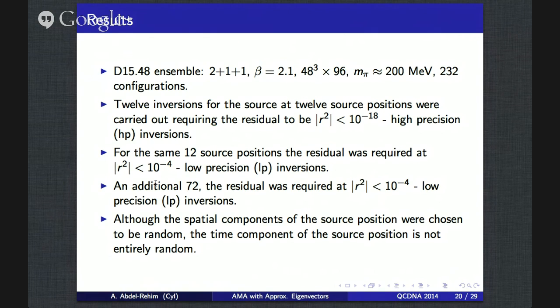So this is like what we were talking about in our improved estimator. Our improved estimator will have 3 pieces. One is high precision from 12 source locations, and the other is for the same source locations with the low precision, and then the extra source locations will be done to a low precision as well. The time locations of the sources were not completely random, although the spatial positions were chosen to be random and hopefully not correlated.